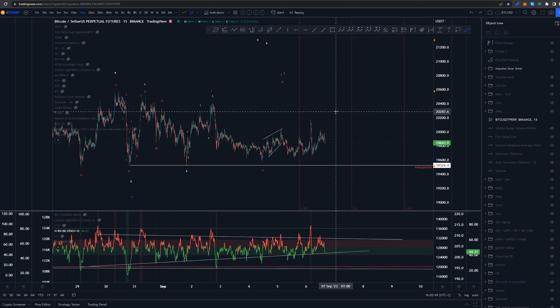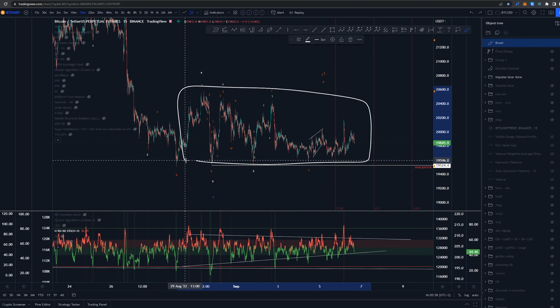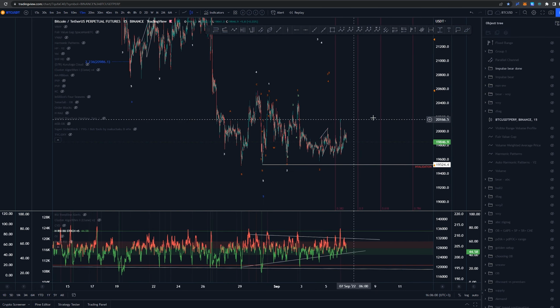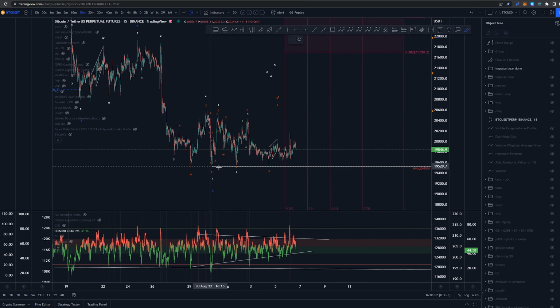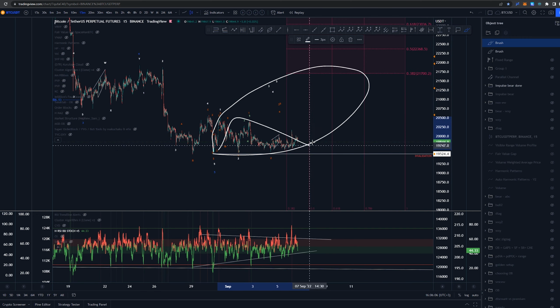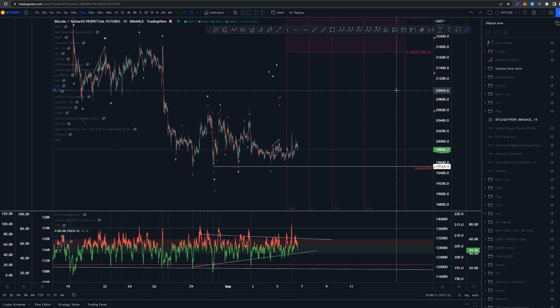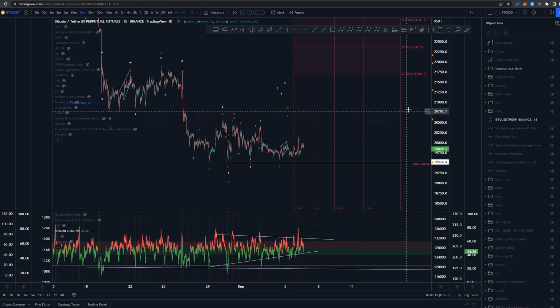And when it comes to wasting time, what is better than some kind of WXY patterns? Nothing. So the more we are wasting time on this sideways structure, the more it is lining up with the fact that, okay, we are doing some kind of corrective structure up and then continuing the downwards. And that would fit also the alt ideas that we have.